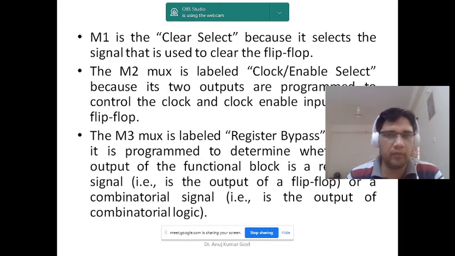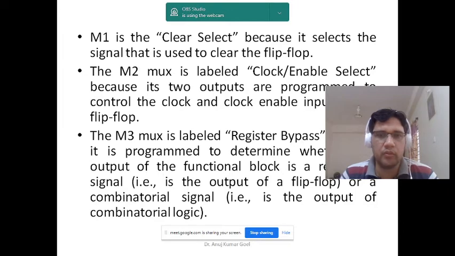Okay, so three types of switches are there, which I already mentioned to you. M1 is the clear select, M2 is the clock enable select, and M3 is the register bypass. So the first switch is used to give the clear signal, the second switch is used to give the clock enable signal, and the third is used to select either a register signal or the combinational signal.